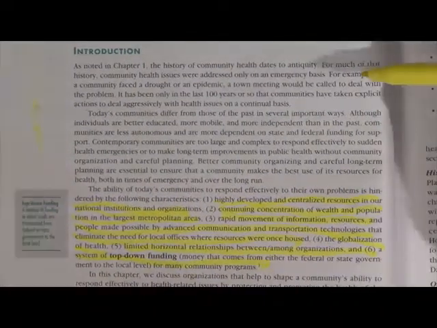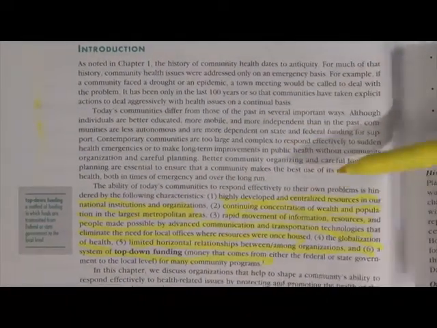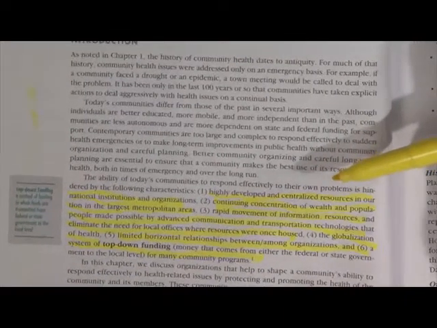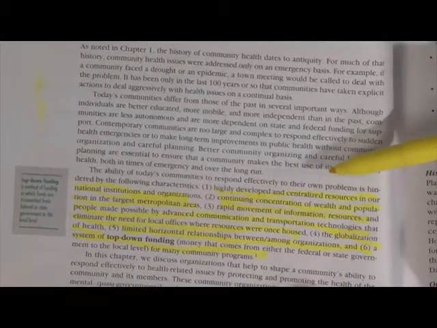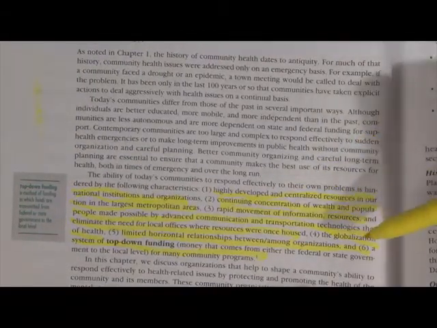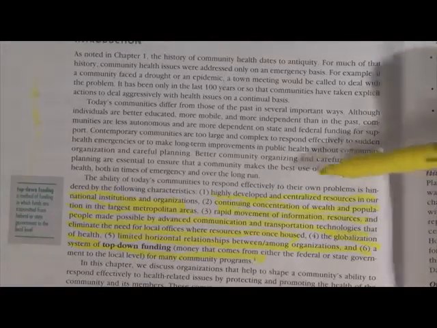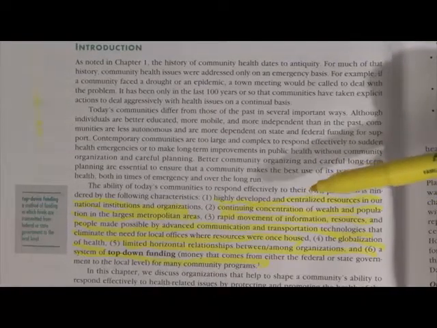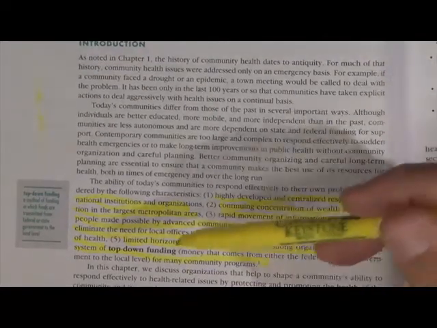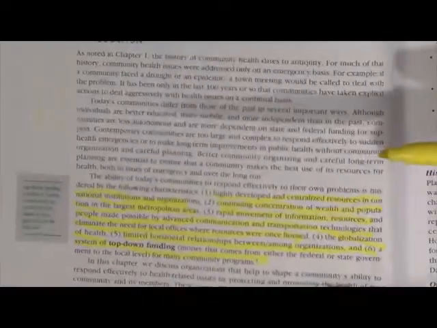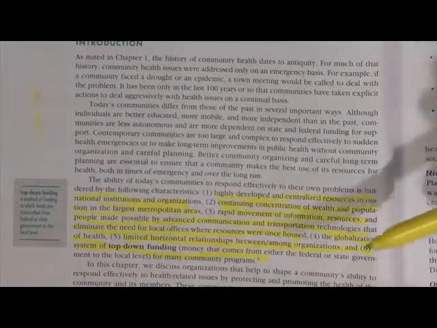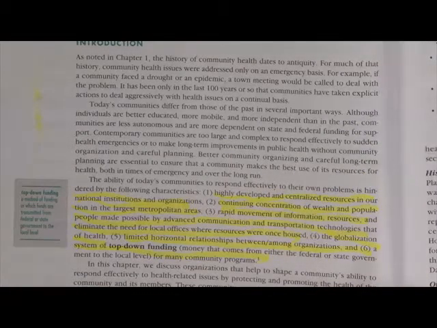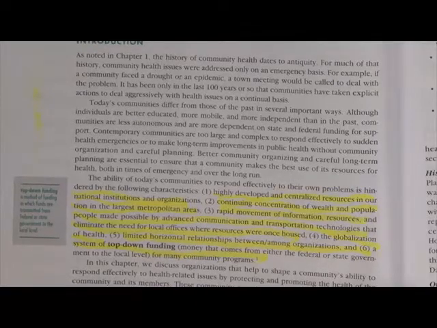So as we come into this one, you'll see that today's communities, unlike those in the past, have a difficult time responding to public health crises and needs. Now, there's 6 different factors for that. They range from highly developed and centralized resources, instead of being local, ending up with a top-down funding, where the funding stream has to involve someone maybe at the federal level to get to the local areas. So pay attention to those 6 reasons why we need community organizations to respond to health care issues.